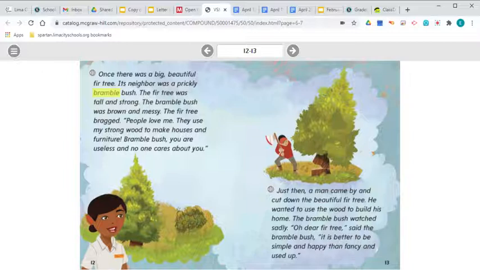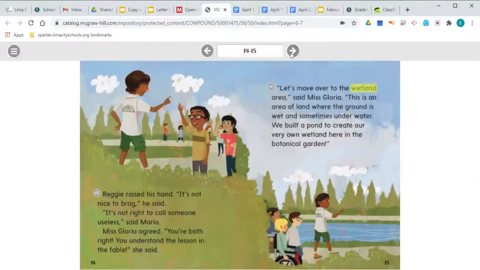Just then, a man came by and cut down the beautiful fir tree. He wanted to use the wood to build his home. The bramble bush watched sadly. "Oh, dear fir tree," said the bramble bush, "it is better to be simple and happy than fancy and used up."